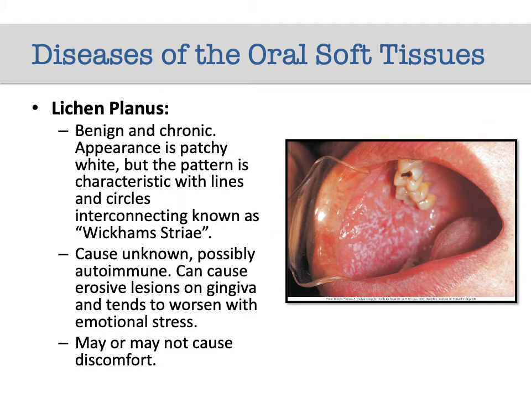Lichen planus is a benign and chronic condition. The appearance is patchy white, but the pattern is characteristic, with lines and circles that interconnect, and this pattern is known as Wickham's striae. The cause of lichen planus is unknown and is possibly autoimmune related. It can cause erosive lesions on the gingiva and tends to worsen with emotional stress. It may or may not cause discomfort to the patient.